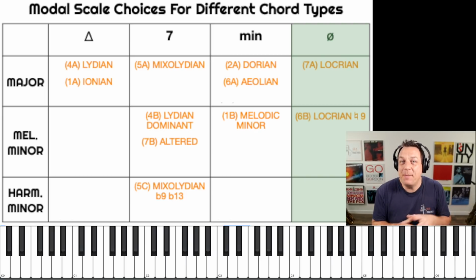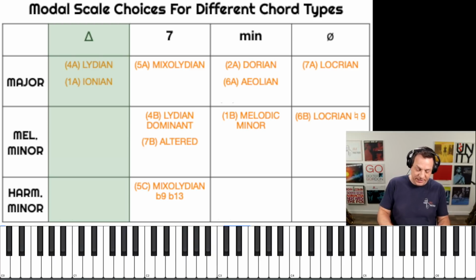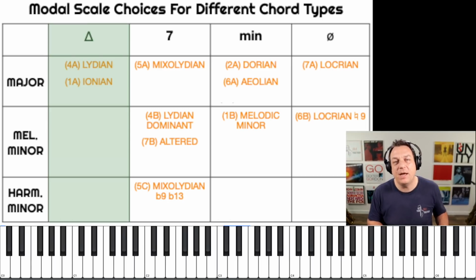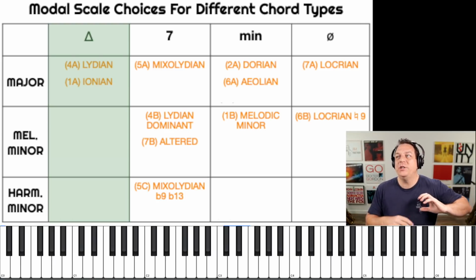Moving on to the majors, well, that's easy as well, because you just decide if you want the sharp 11. So if we're doing a 2-5-1 to C, there's a 2-5-1. And you just decide if you're going to go, or if you're going to go regular Ionian. So, half diminished, easy, one choice to make. Majors, easy, one choice to make.